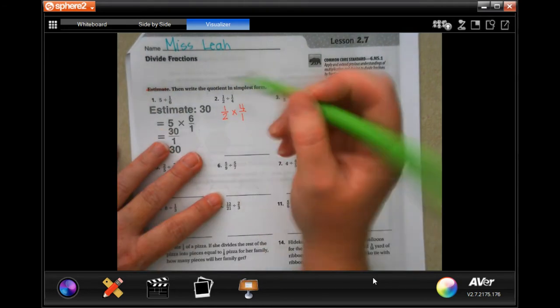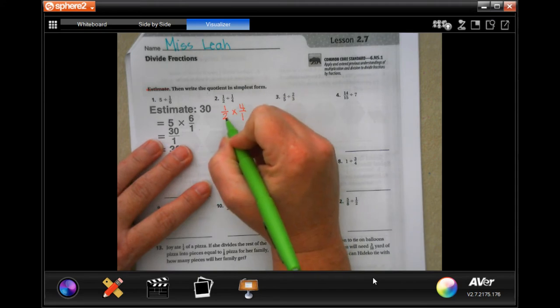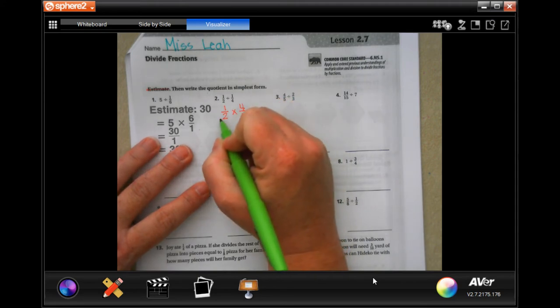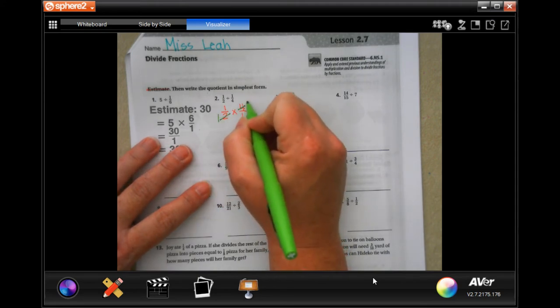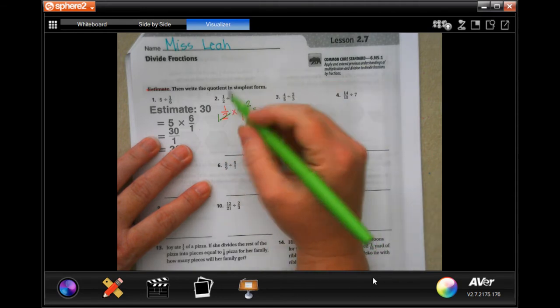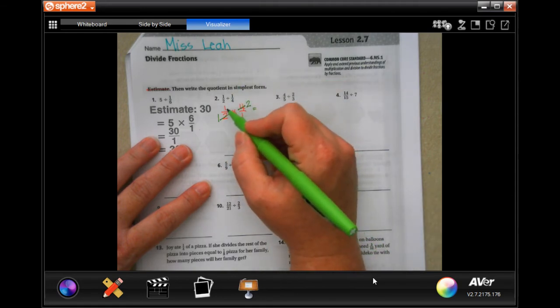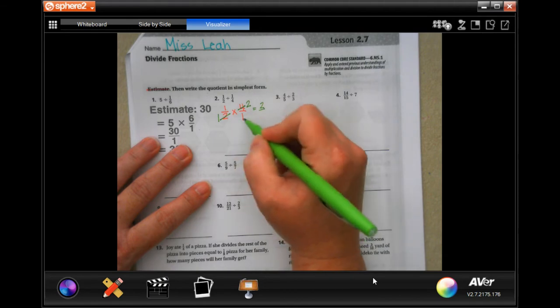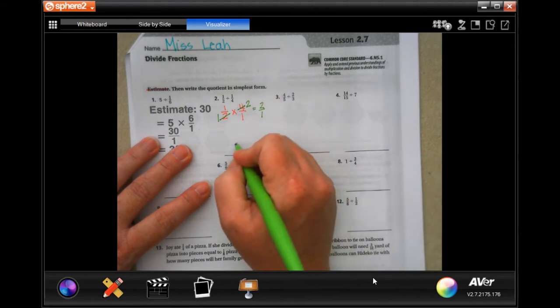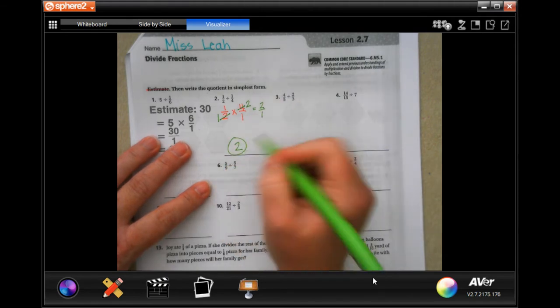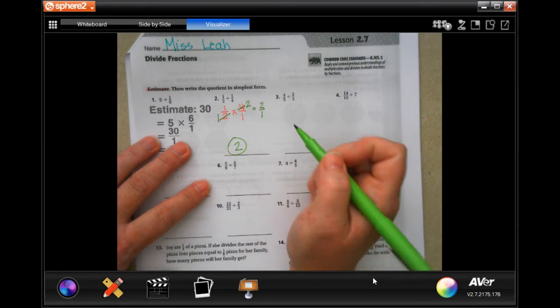Now I can go through and I can say that 2 goes into 4 2 times. So 2 goes into 2 once, 2 goes into 4 twice. Now, when I multiply straight across, I get 1 times 2 is 2, 1 times 1 is 1. So my answer is going to be 2 because 2/1 is equal to 2.